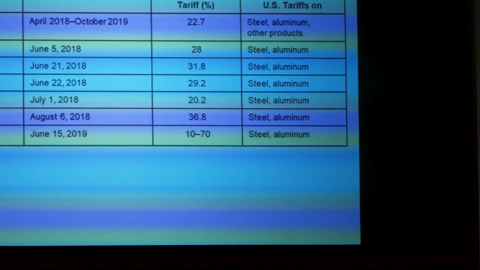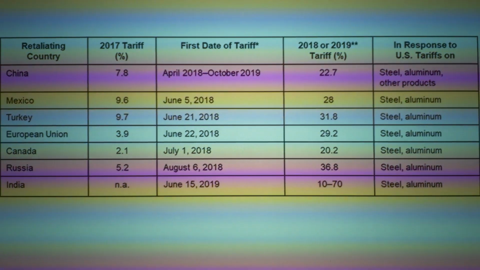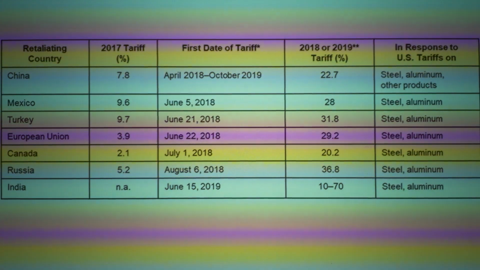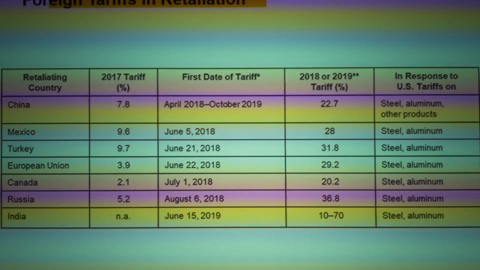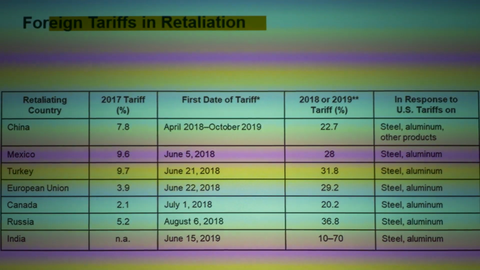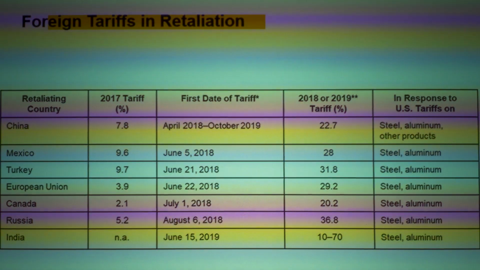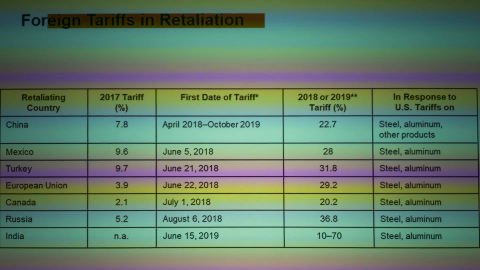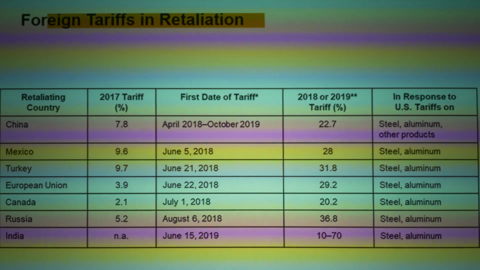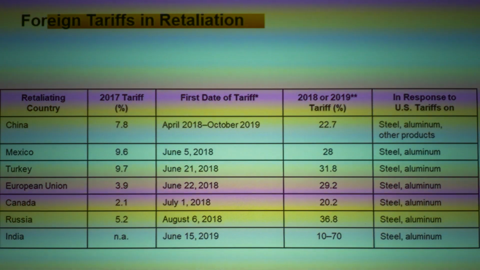Here's an example of some of the foreign tariffs that were put on in retaliation. At the top we have China, so I already showed you that, how those Chinese tariffs went up, right? That was those red and blue lines. But then we got all these other countries: Mexico, Turkey, European Union, Canada, Russia, India. This is all in the steel and aluminum case.